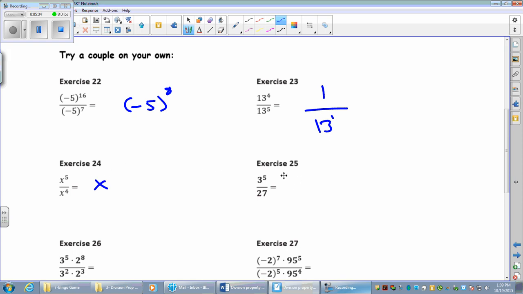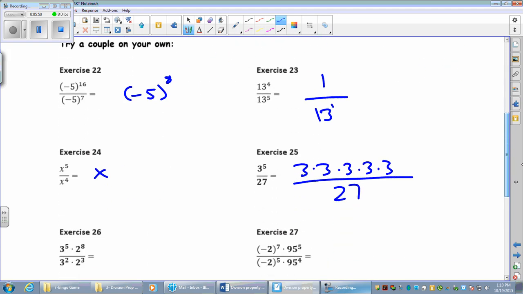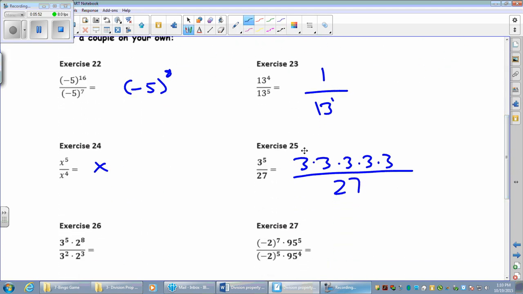This one's going to be a little bit confusing. Let's write it out. I already wrote out 5. And 27 on the bottom. This is just like this example right here. So that being said, if I did 3 times 3, that gives me 9. 9 times 3 gives me 27. So if I cross off these 3, I could also cross off the 27. And how many 3's are left?